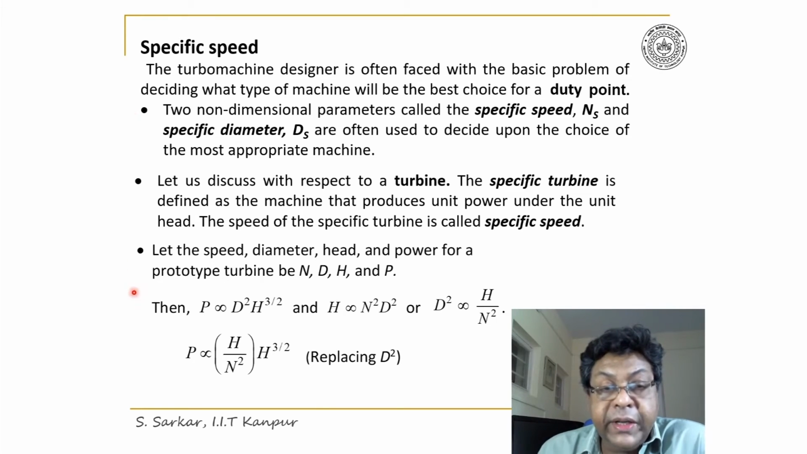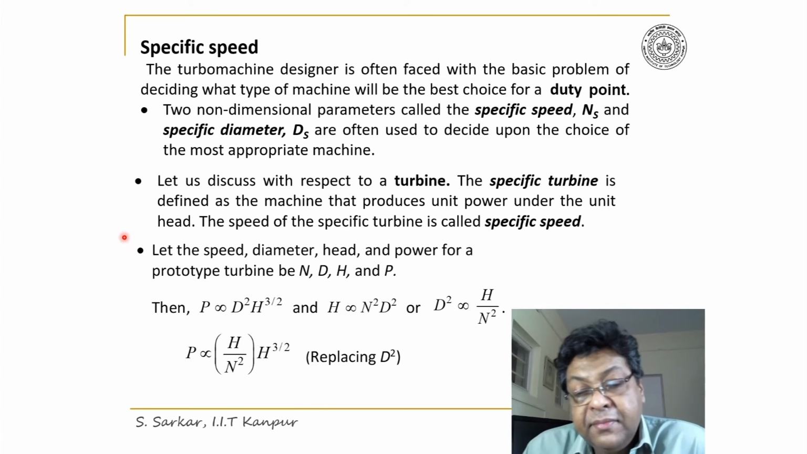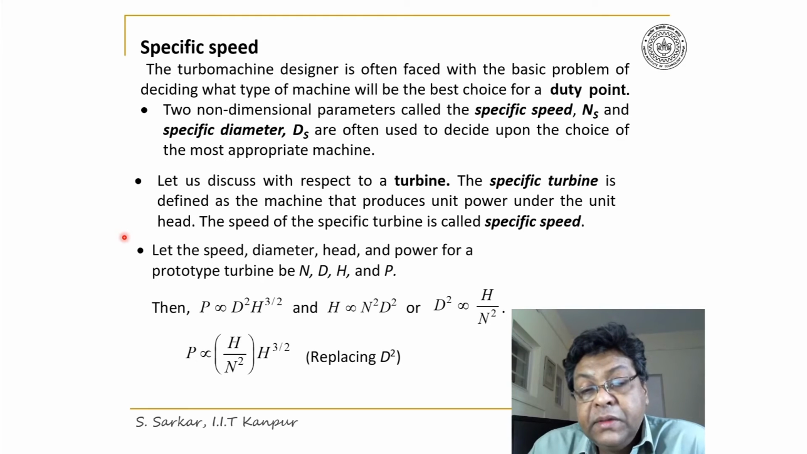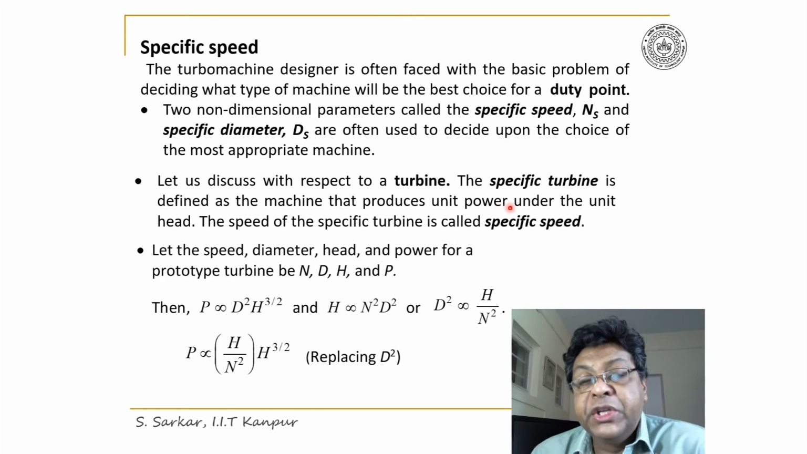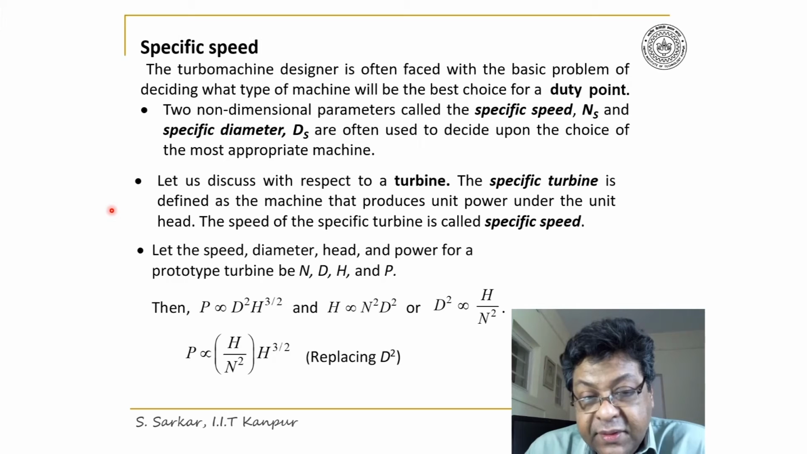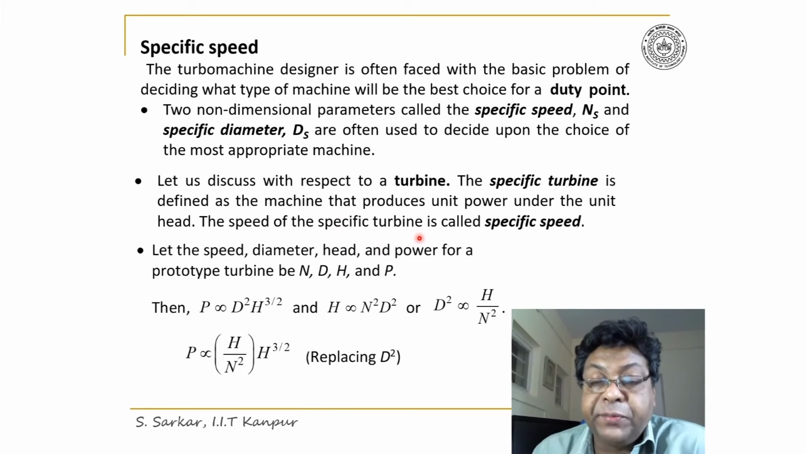Now, the rest of the portion I have discussed with respect to a turbine, considering the flow is incompressible. So I have defined first what is called the specific turbine. The specific turbine is defined as the machine that produces unit power under unit head. And the speed of the specific turbine is called the specific speed.